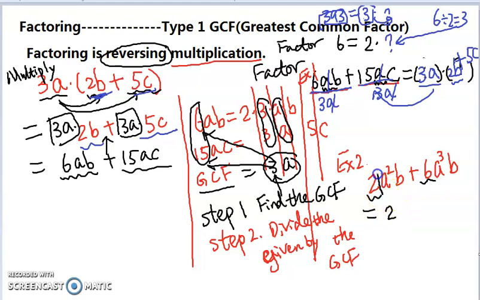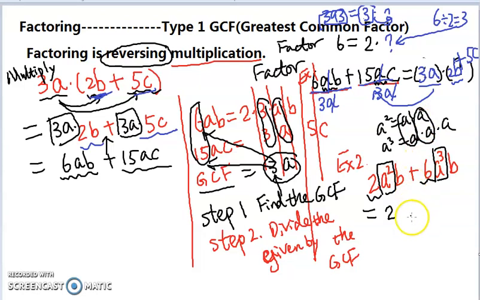Now let's look at the variables. A squared and A cubed. What do they have in common? Apparently, if you break down A squared, it's A times A. If you break down A cubed, you have A times A times A. Apparently, they have 2 A's in common. So the tip is, if you have A squared and A cubed, you always take the lower one. If you have 3, you take the lowest. So the greatest common factor for A squared and A cubed will be the lower exponent, A squared. So similarly, look at B and B. Well, they're the same, of course, just take the B. They both have B in common. So this is the GCF that we found.